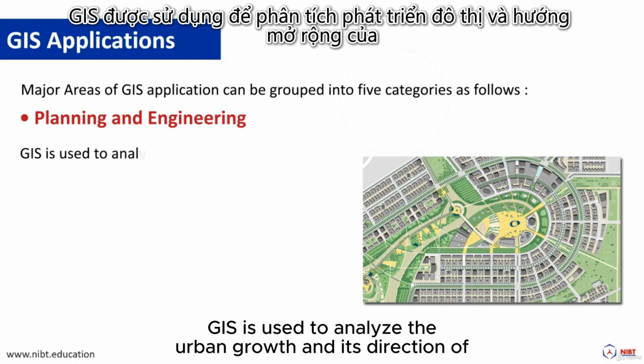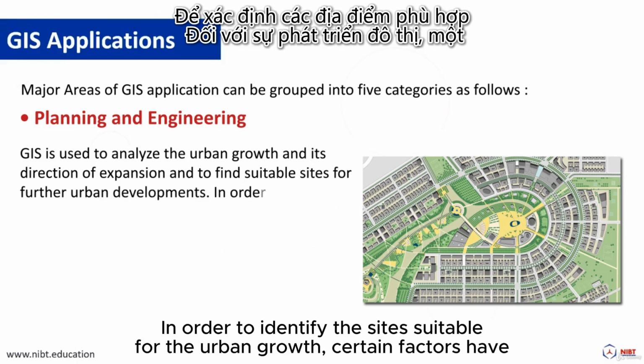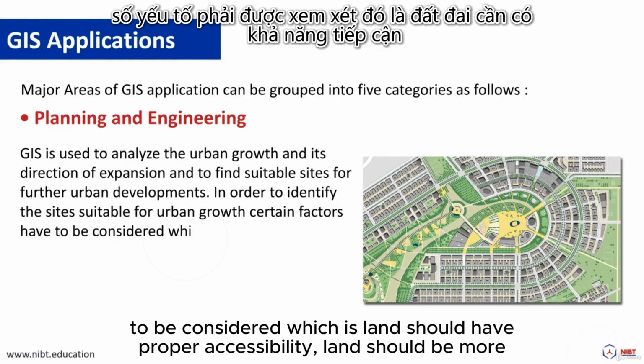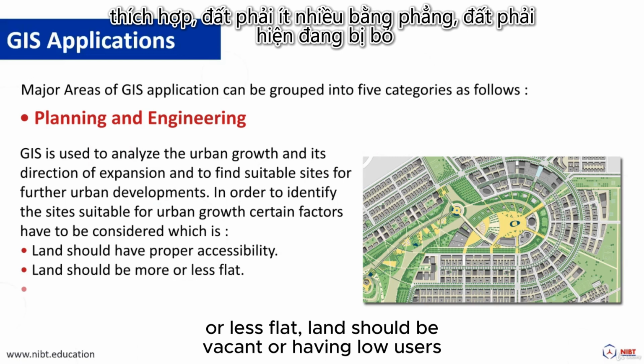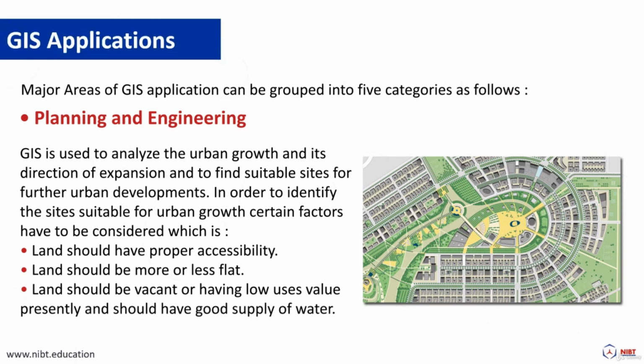GIS is used to analyze the urban growth and its direction of expansion and to find suitable sites for further urban developments. In order to identify the sites suitable for the urban growth, certain factors have to be considered, which is land should have proper accessibility, land should be more or less flat, land should be vacant or having low uses value presently, and it should have good supply of water.